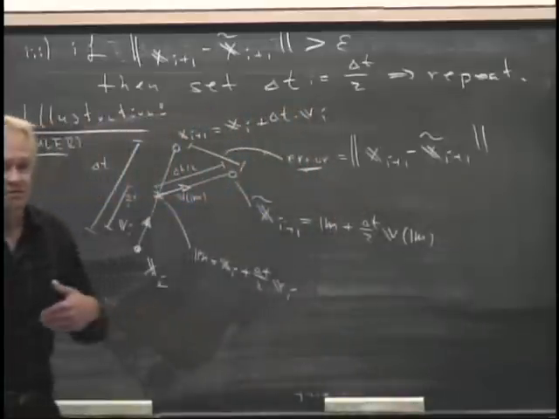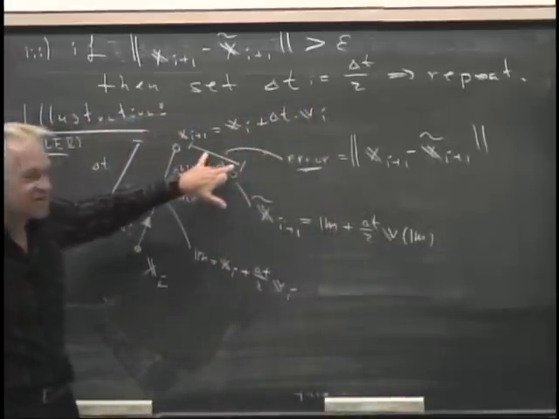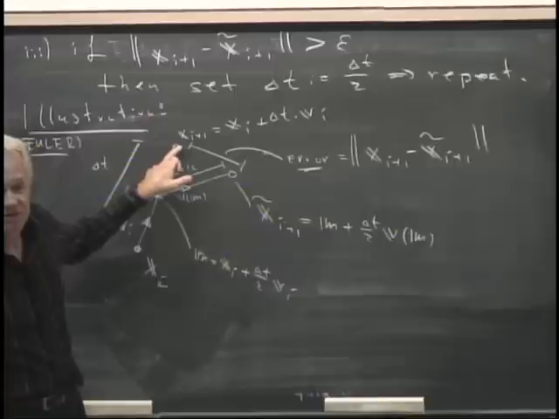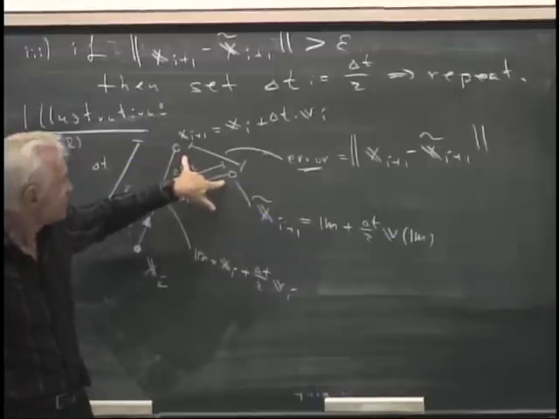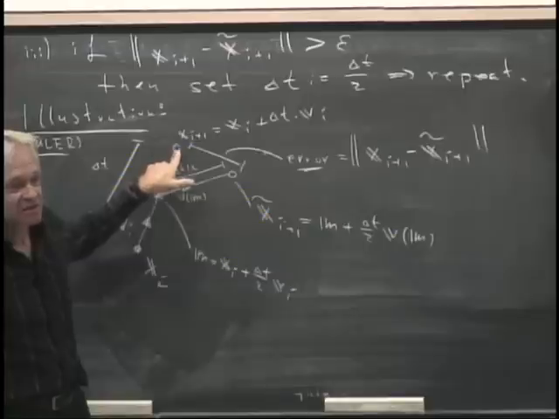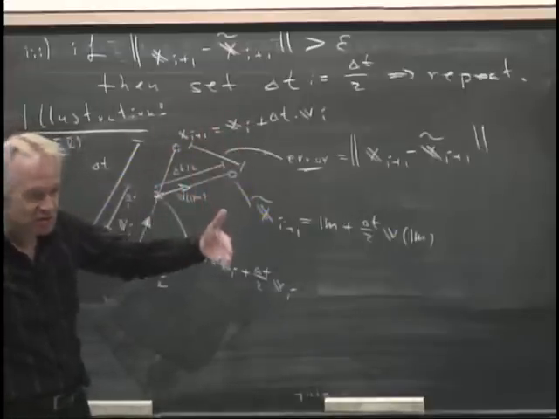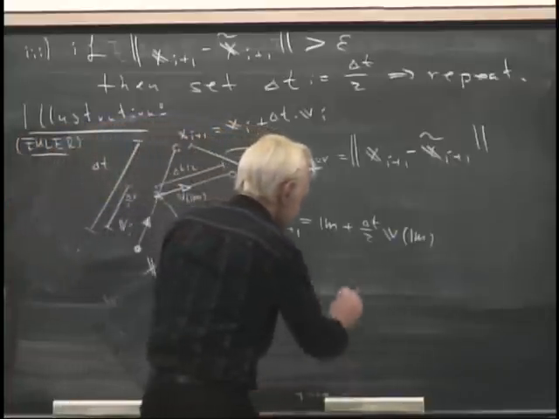And now the loop goes as follows. If this error is smaller than my allowed threshold, then I'm happy with this point, I accept it. If this distance between these 2 points is too large, then I do not accept this point. I will go back to the beginning, and I will reset my delta t to delta t over 2 and do the whole game again. Okay? So what does this mean?